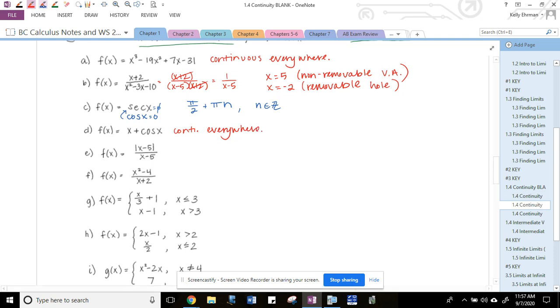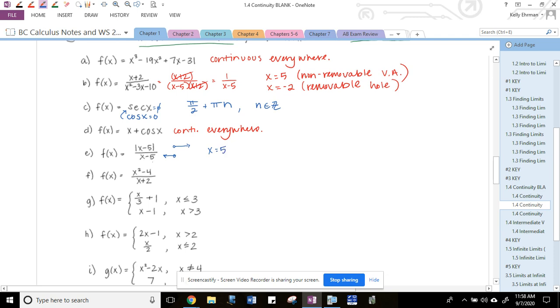We've seen graphs like part E before. I know this is not continuous at 5. Remember, that's where the breaking point is. You have a graph that looks like this. It's either 1 to the right of 5 or it's -1 to the left of 5. So where's the discontinuity? It's at x equals 5.